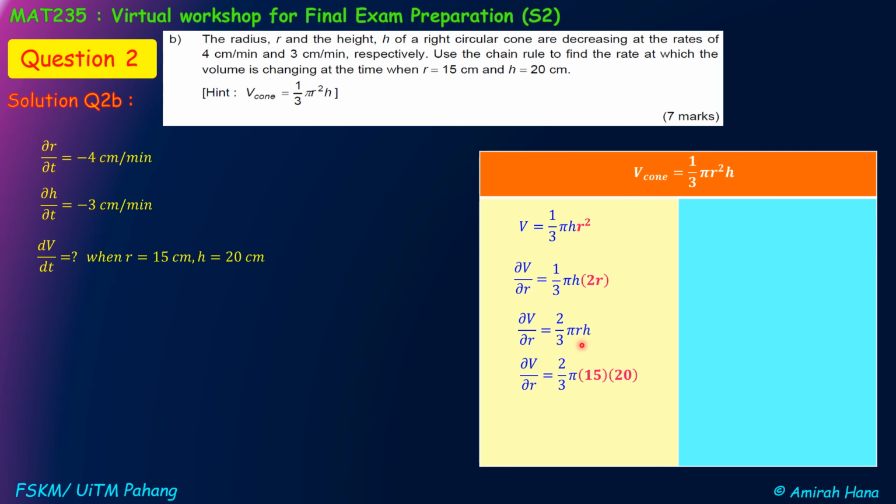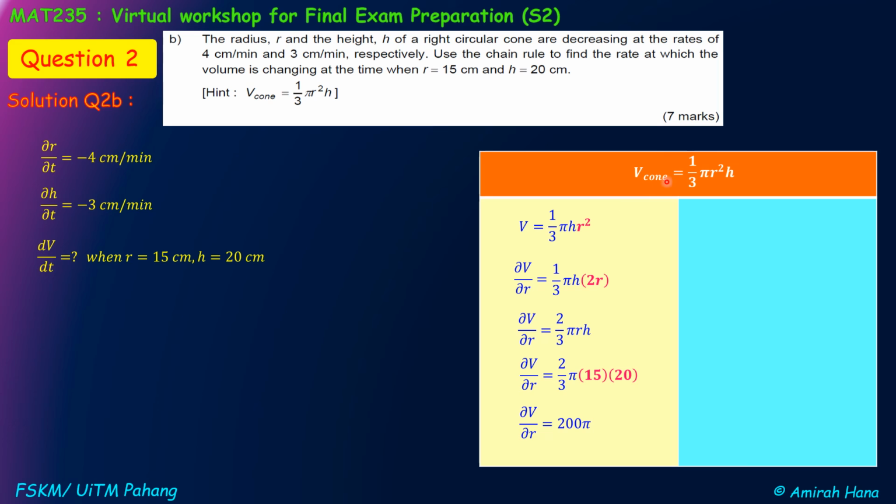After that, we replace r equals 15 and h equals 20. Then we solve, so we have del v over del r equals 200 pi.